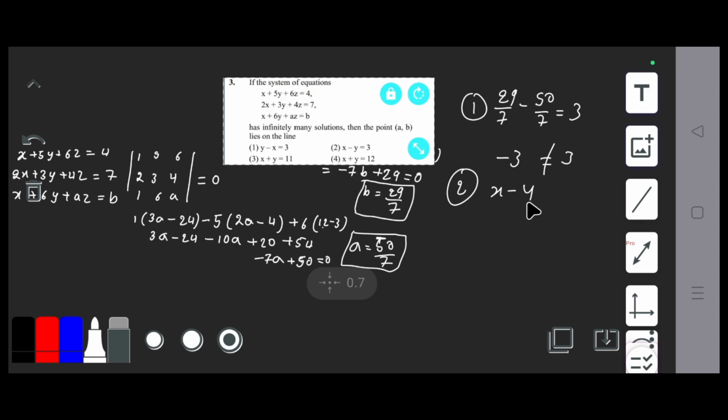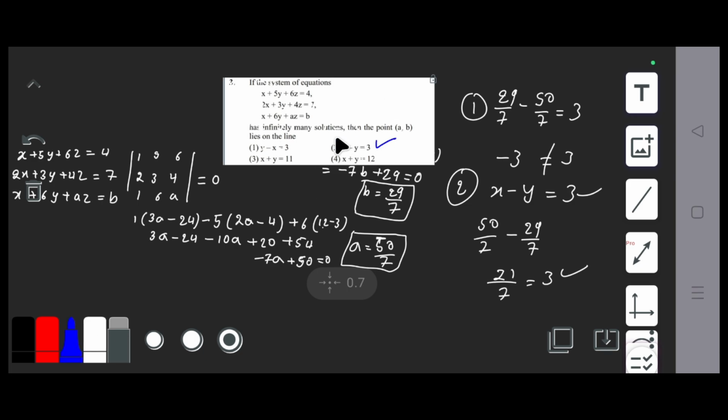Second option, x minus y is equal to 3. The x value is 50 by 7 and the y value is 29 by 7. So this is 21 by 7, which is equal to 3. The left side and right side are equal, so option 2 is the answer. Our answer is option 2.